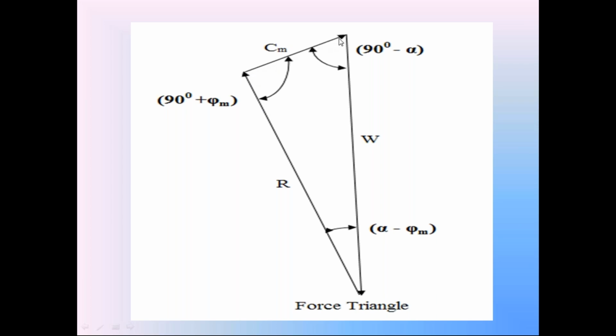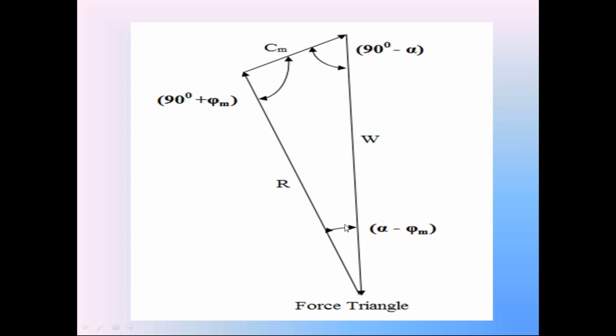Then measure this length on the force triangle. That length is equal to the mobilized cohesive force Cm. This length in the force triangle represents the magnitude of the mobilized cohesive force Cm. Similarly, the third length in the force triangle gives the magnitude of the reaction R acting on the soil wedge. So this is the preparation of the force triangle in Culmann's method.